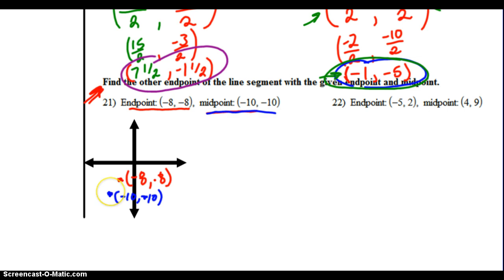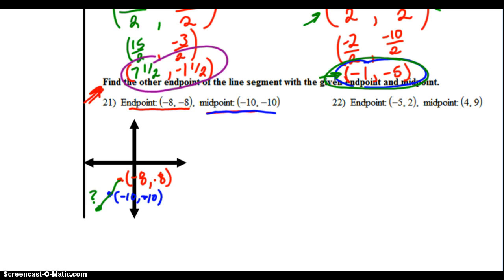And so what we're saying is that we've got a segment. It starts at -8, comma -8. It goes halfway to -10, comma -10, and we're asking where does it end up? Well, it's actually not that bad. Remember, when you're trying to find a midpoint, we would take the rise and the run from the two endpoints and divide them by 2 to get to the midpoint.